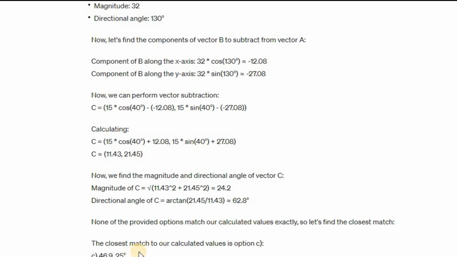The closest match to our calculated value is option C, 46.9 and 25 degrees. Therefore, the correct answer is C, 46.9, 25 degrees.